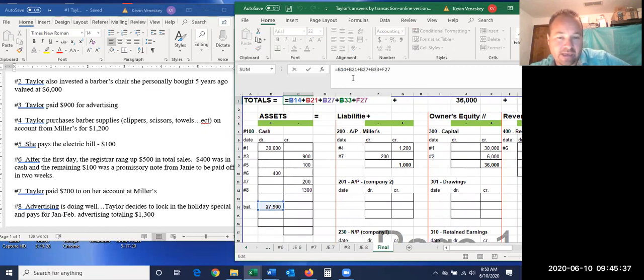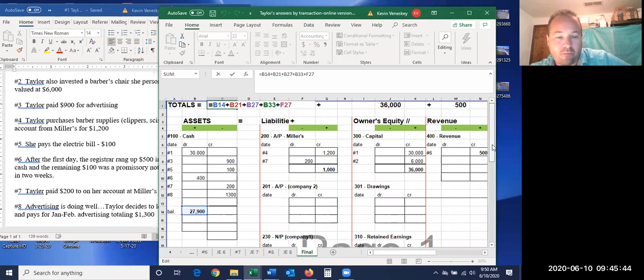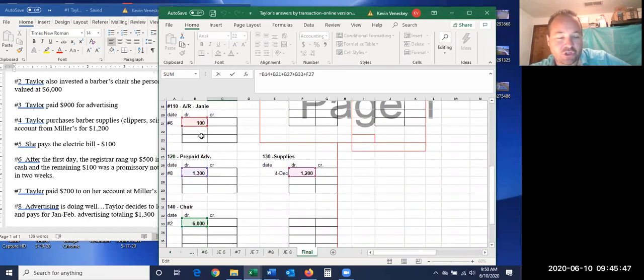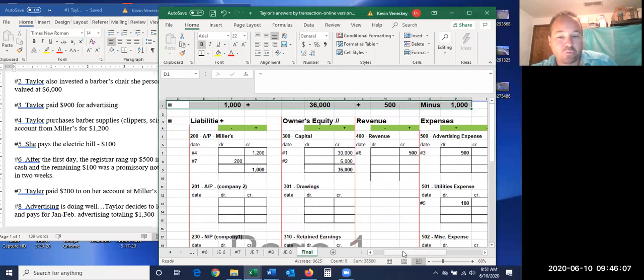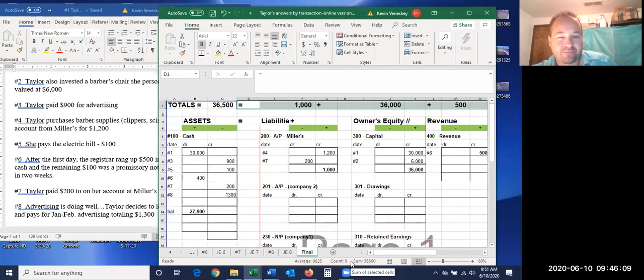So what I did is I said, okay, let's set equals this total, and then let's add in all my other balances, and they should all be debits: my AR, my supplies, my prepaid, and my chair. If I add up all of those, it says my total assets are $36,500. Now that tells me that everything over on this side of the equal sign better also total up to $36,500. And that's what we're going to make sure of now.